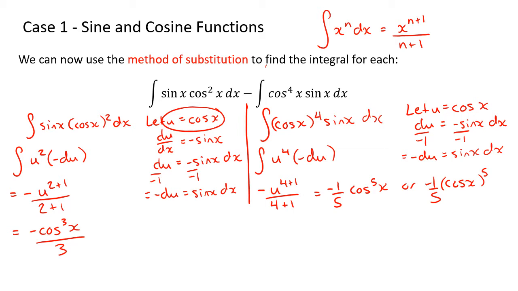So you do each of those two integrals separately, and then you can just simply combine them and write the answer. So what that becomes is the first integral, negative 1 over 3 cosine cubed of x, minus the second integral. So we have minus negative 1 over 5, which becomes plus 1 over 5 cosine 5 of x. And then at the very end, you can add the constant.